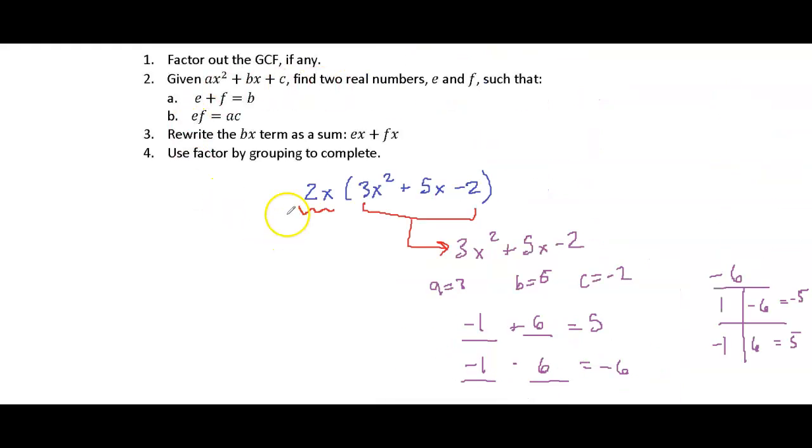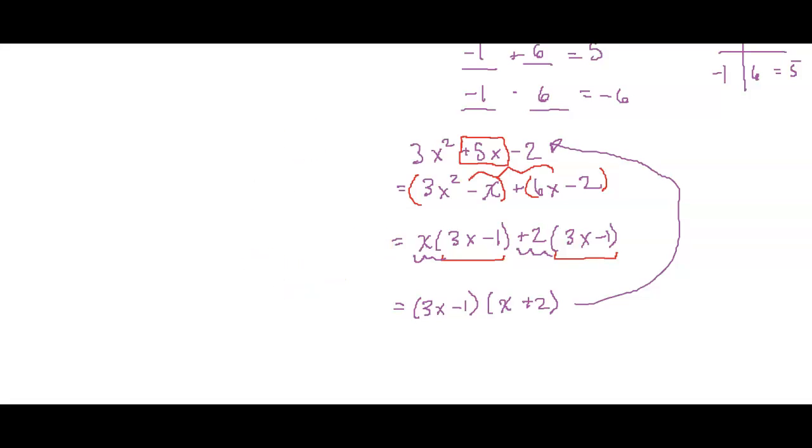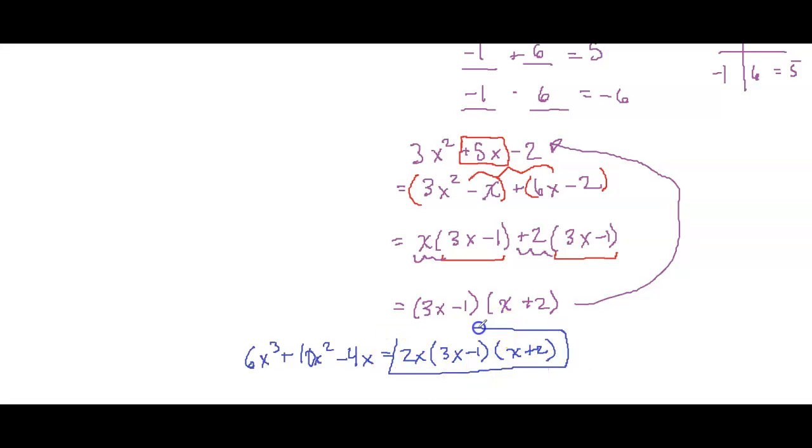Originally, we had already factored out the 2x. So let's go ahead and rewrite that all out. Remember, the polynomial was 6x to the third plus 10x squared minus 4x. And that will factor to 2x, the GCF, times 3x minus 1 times x plus 2. We're done.